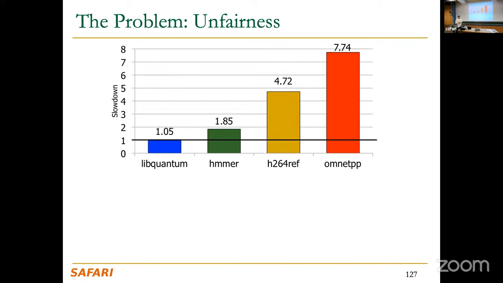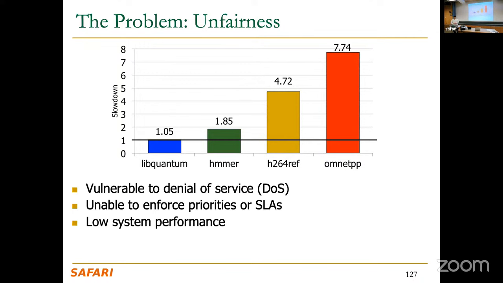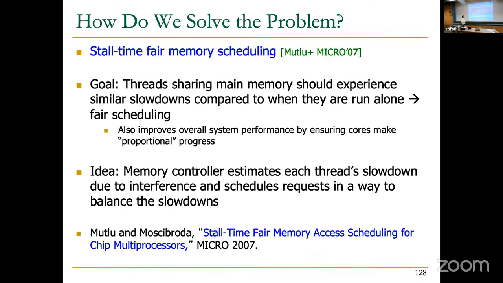And the problem, you're aware of this already, you're familiar with it. Libquantum bullies others into losing performance disproportionately. And the system is vulnerable to denial of service. And we don't want this. This is uncontrollable and unpredictable. So what do we do? We develop a new scheduling technique with the goal that threads sharing main memory should experience similar slowdowns. That's the obvious goal to satisfy if you want fairness.